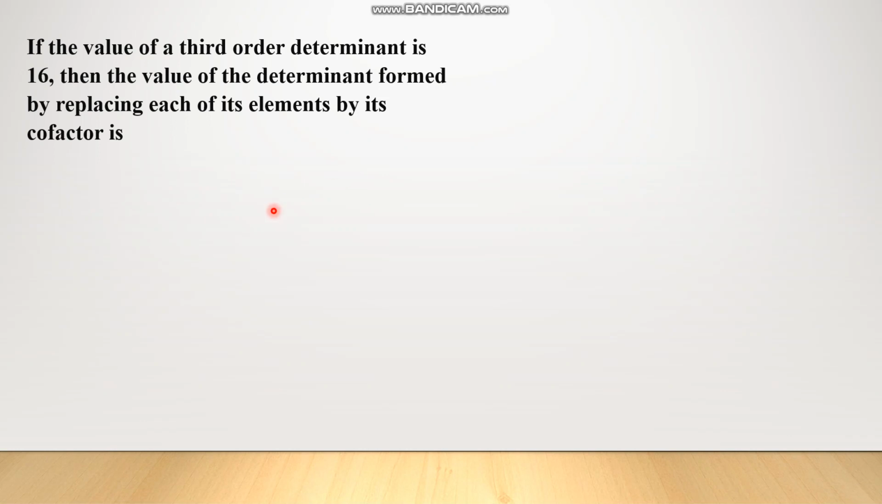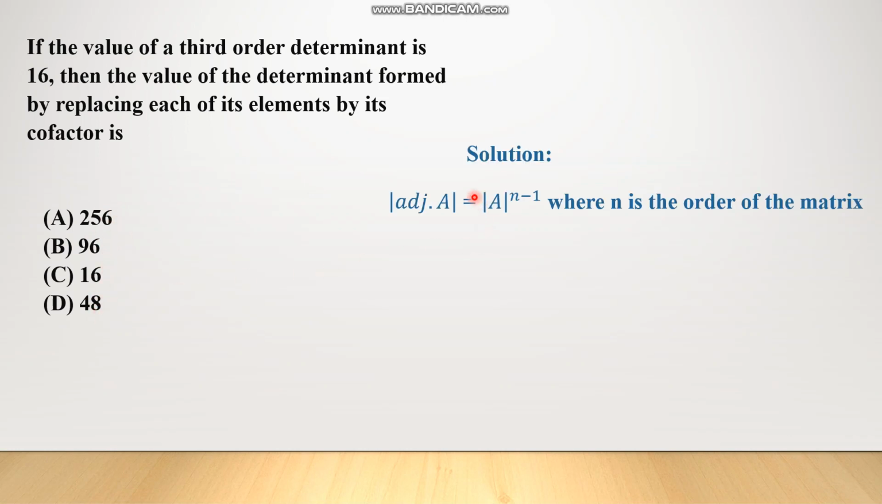And we know one more definition which says that if we take the transpose of the cofactor matrix, we will get the adjoint of the matrix. So it is indirectly talking about adjoint. Now look at the options. Options are 256, 96, 16 and 48. As you know, for the cofactor matrix and the adjoint matrix, when you take the determinant, we get the same answer, because even if you take the transpose, the value of the determinant won't change. So determinant of adjoint of A, we have a formula for it.